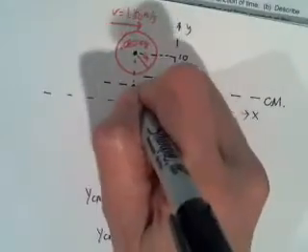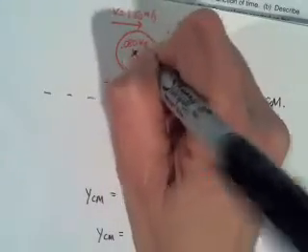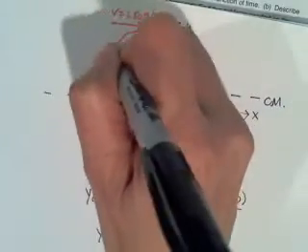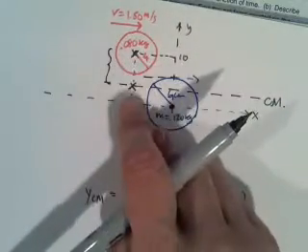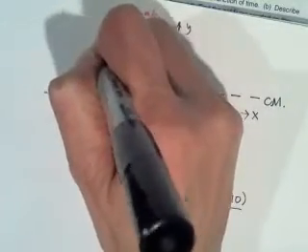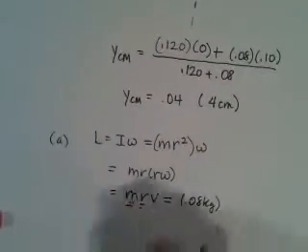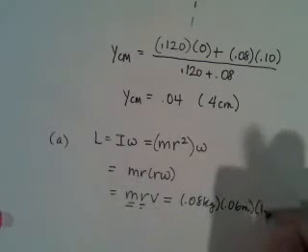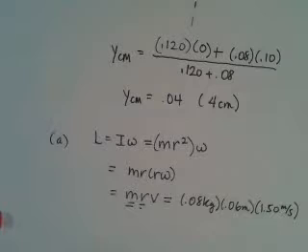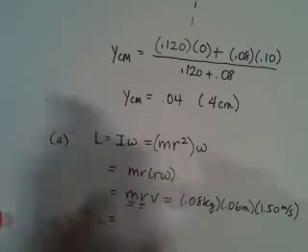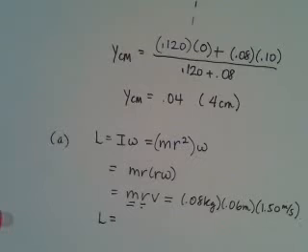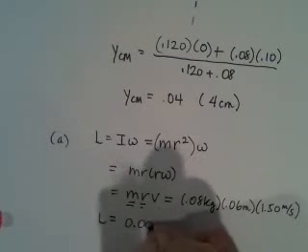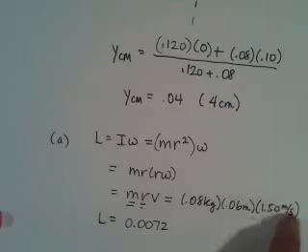So our center of mass is at 4 centimeters. This guy's up here at 10. So the distance between the center of mass of the puck and the center of mass of the system is 6 centimeters. And that's what this r is here. Times the velocity, the linear velocity of the puck, which was 1.50 meters per second. So the angular momentum of the pink puck before the collision is the product of all that. 0.08 times 0.06 times 1.50, or 0.0072 kilogram meter squared per second.